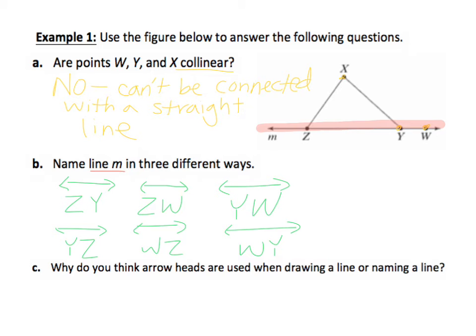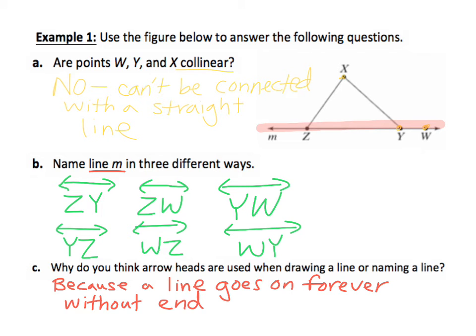Finally, why do you think arrowheads are used when drawing a line or naming a line? Well, the reason why arrows are there is remember that a line is a series of points that extend infinitely in both directions. Lines never end. So we use those arrowheads to show that the line goes on forever in both directions. The arrowheads are used in the diagram. And remember that the arrowheads must also be used when you name the line. You always put a line with arrowheads on both sides above those 2 capital letters.